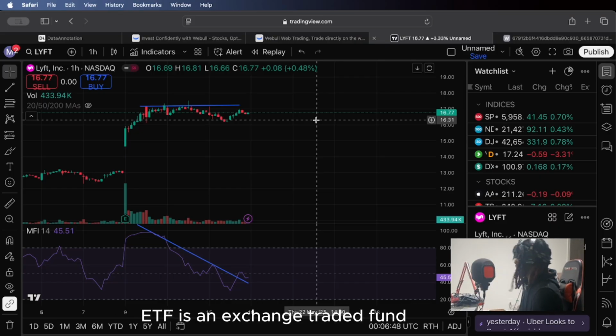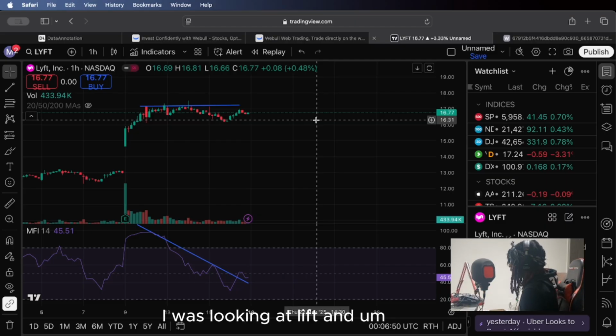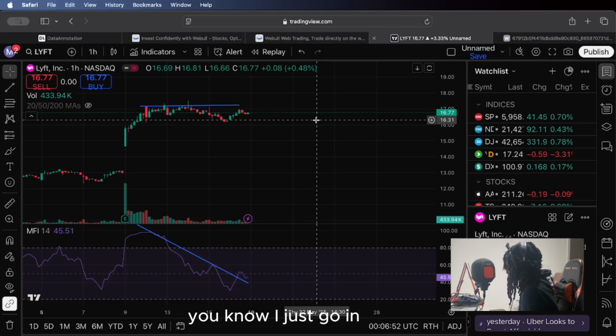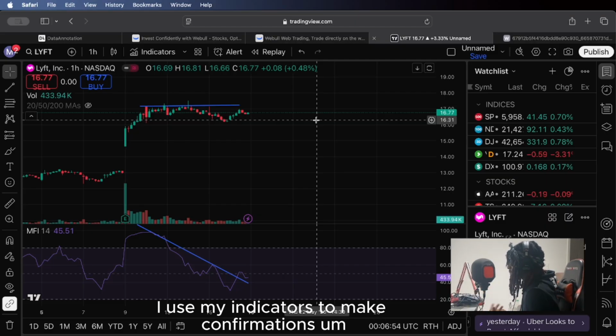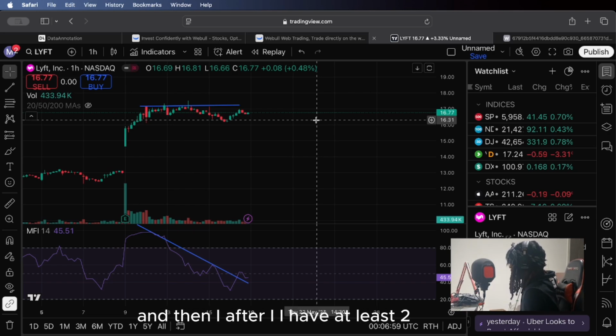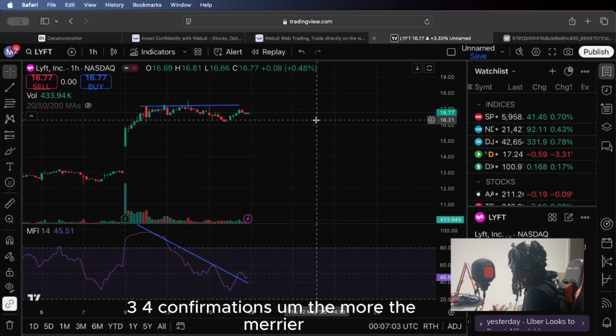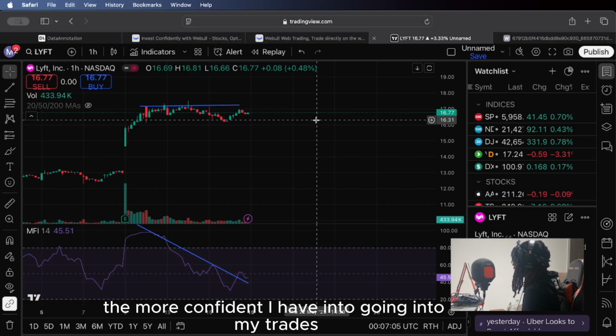ETF is an exchange traded fund. So in this case, I was looking at Lyft, and I just go in. I have my confirmations. I use my indicators to make confirmations, and I have at least 2, 3, 4 confirmations. The more the merrier. Then the more confident I am going into my trade.